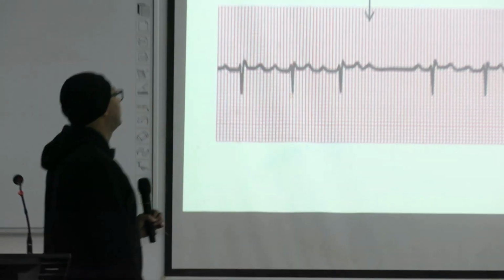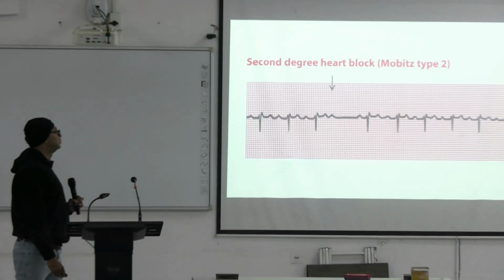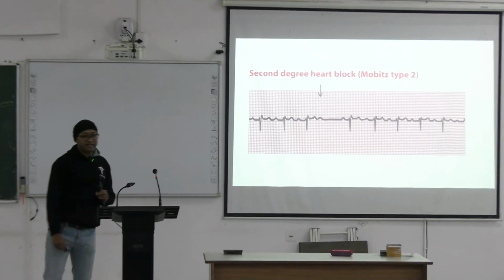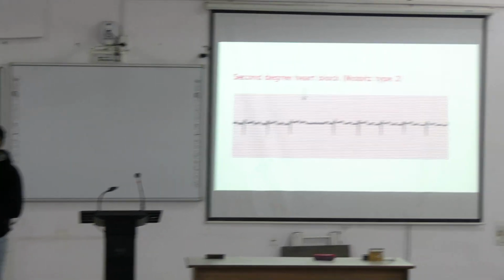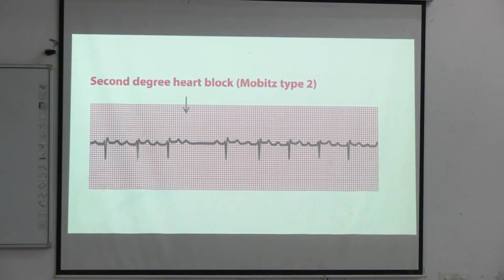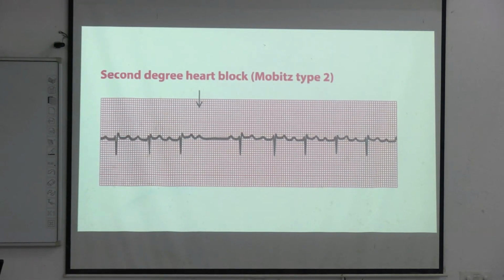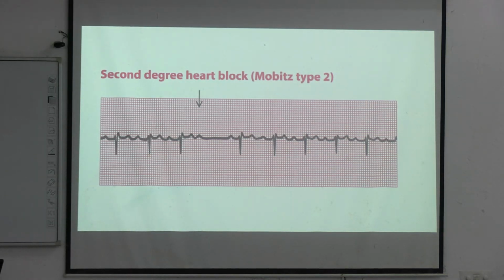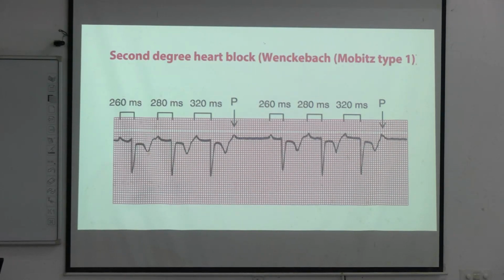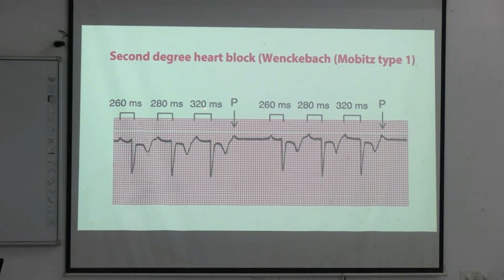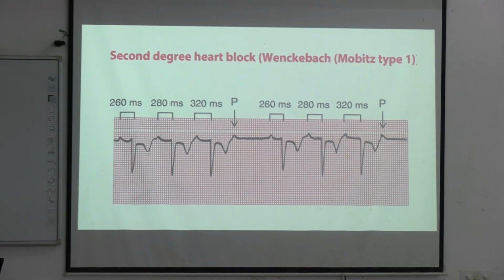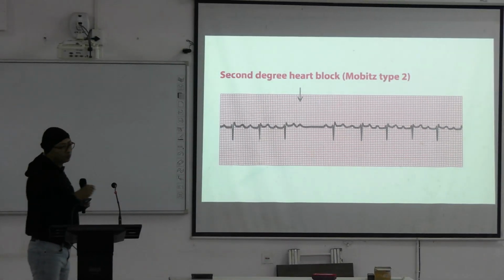Now, second degree heart block Mobitz type 2. In Mobitz type 2, the PR interval is increased and fixed, but in a subsequent beat there will be a skip in the QRS complex. So what is the difference between Mobitz type 1 and type 2? In Mobitz type 1, the PR interval is gradually increasing until a point where a P wave is not followed by a QRS complex.